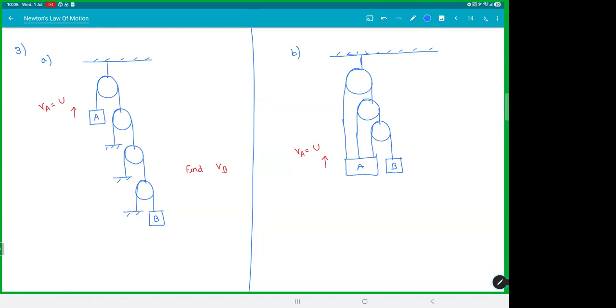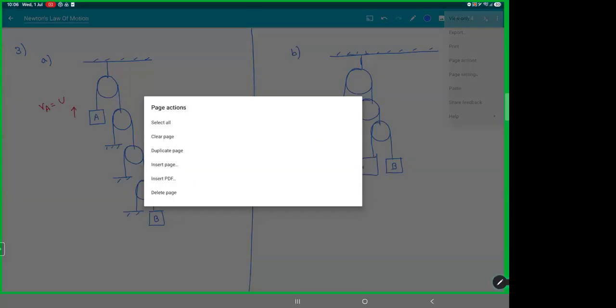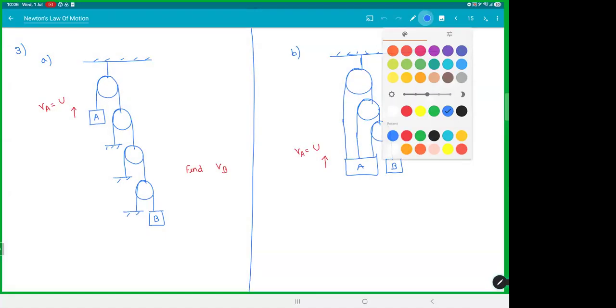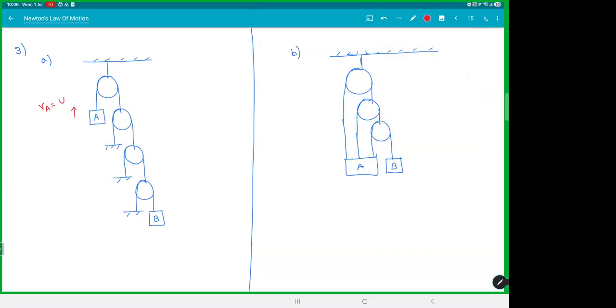Any answers? 8U, 7U. Okay, let's see. Step 1, label the tensions and find the relation between them. You can start from anywhere. I will take this as tension T. Now look at this. If this is T and this is T, this will be 2T because there are two strings. If this is 2T, this will be 4T. This will be 8T. So the total power here will be 8T into U plus T into VB. So we get VB is equal to minus 8U, meaning it is going down. The signs will take care of themselves.